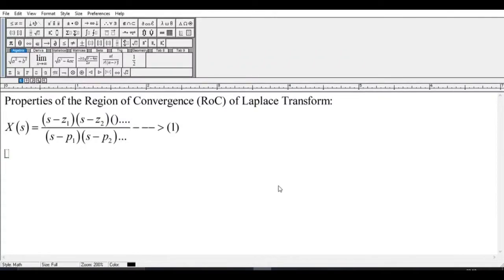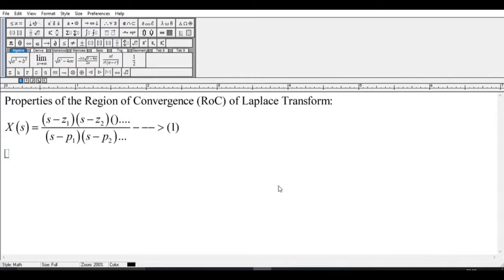Hello friends, in this tutorial we are going to discuss the properties of region of convergence of Laplace transform. Before we go into the properties, it is essential that we know about poles and zeros of any function.